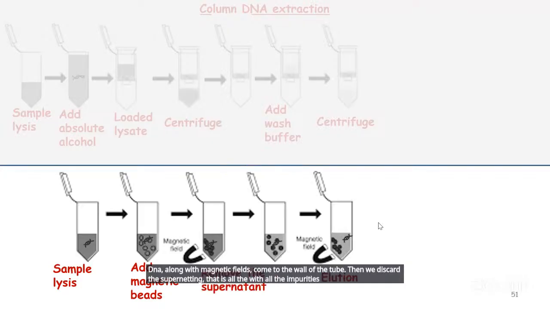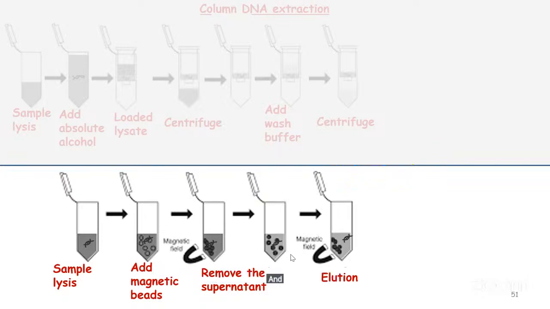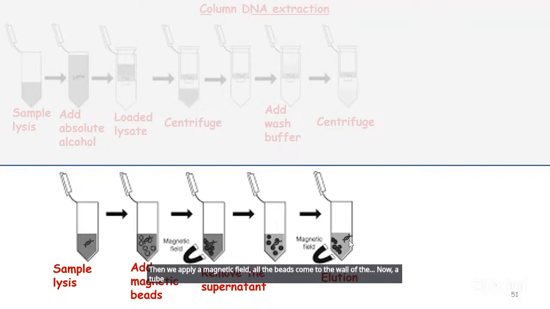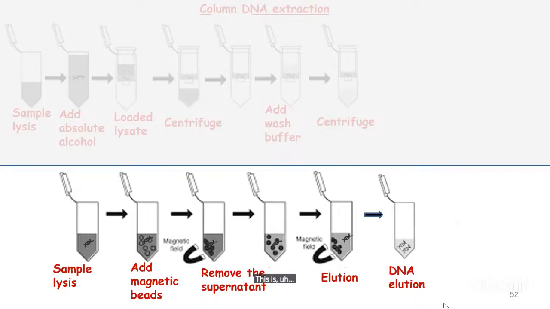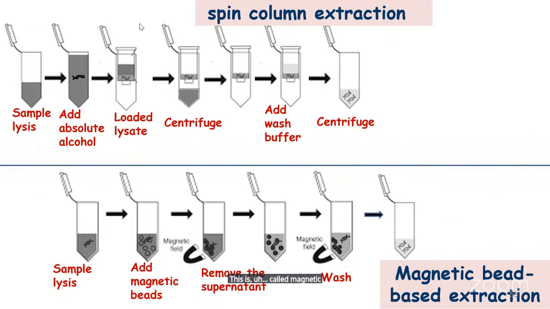Then after washing, we add elution buffer. And when we add the elution buffer, DNA again becomes soluble. Then we apply magnetic field, all the beads come to the wall of the tube, and we decant the DNA, purified DNA. This is called magnetic based extraction. This is called spin column based extraction.